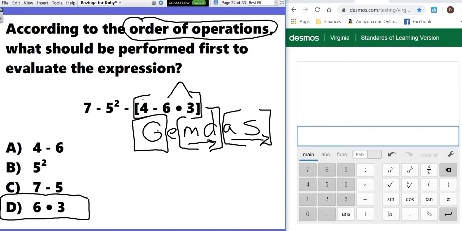Once you find your grouping, what's inside your grouping, I'm going to move it down here, becomes a whole new situation. So then you have to look at the 4 minus 6 times 3. Is there grouping there? Well, no, because we just brought it out. There's no exponents, but there is multiplication. Multiplication or division, left to right. So that means this multiplication has got to go first. All right, so let's look at one more like this.